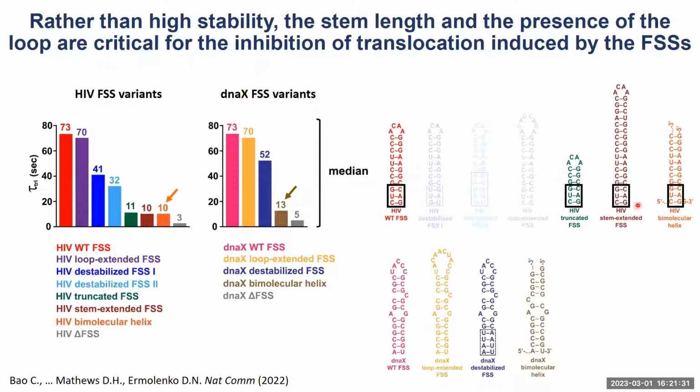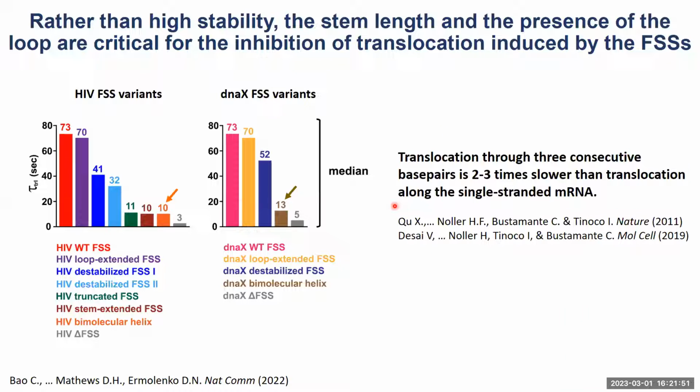So again, interestingly, the identity of the base pairs first unwound by the ribosome is identical in the bimolecular helix, extended stem loop, truncated stem loop, and wild type HIV stem loop. So we think that this shows us how much unwinding of 3 base pairs slows down the ribosome. These results are also consistent with optical tweezers experiments that suggest the same thing, that translocation along 3 consecutive base pairs slows down the ribosome only 2-3 times.